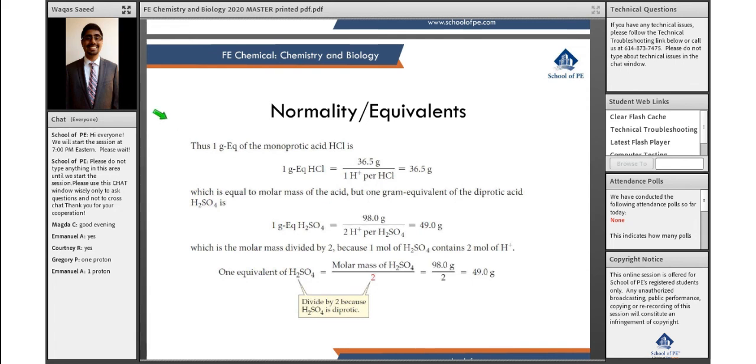Everyone understand that? That's how you find gram equivalents. Now, if they give you this question, it's a rare question if they ask you to find equivalence, gram equivalence. But I want you to have this slide just in case they do.